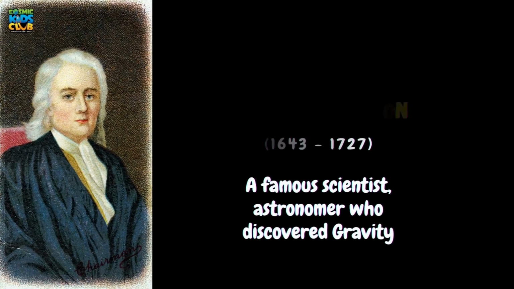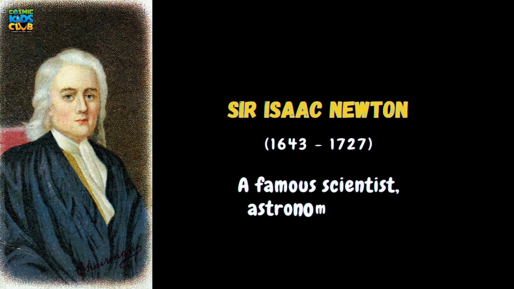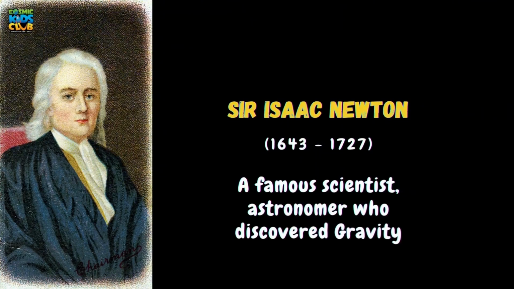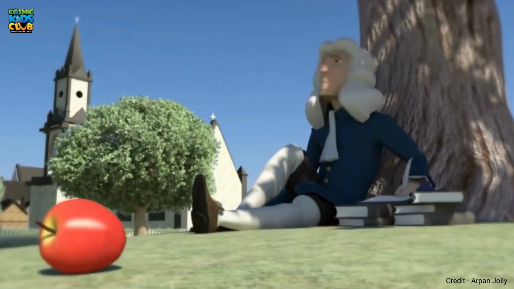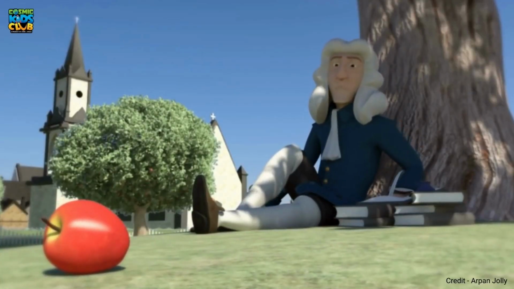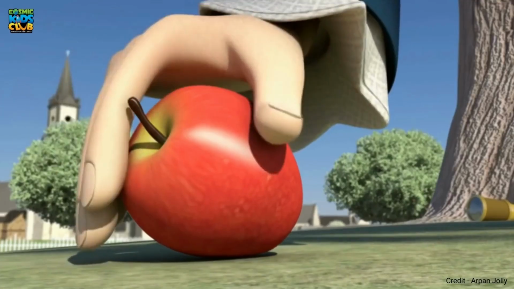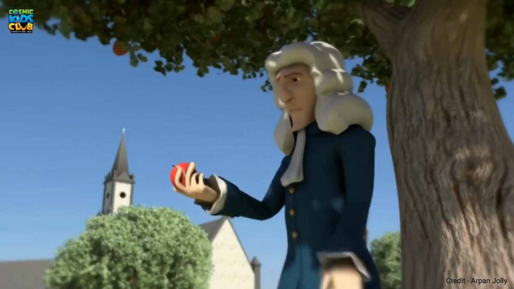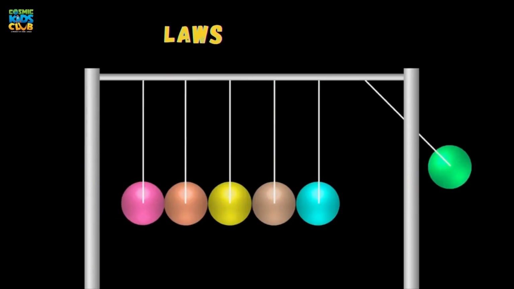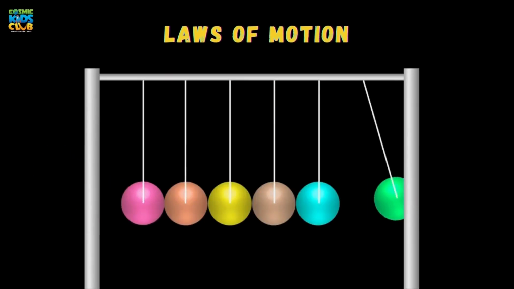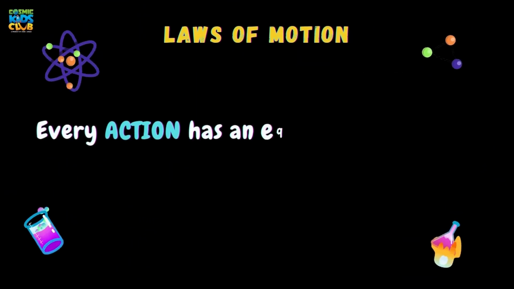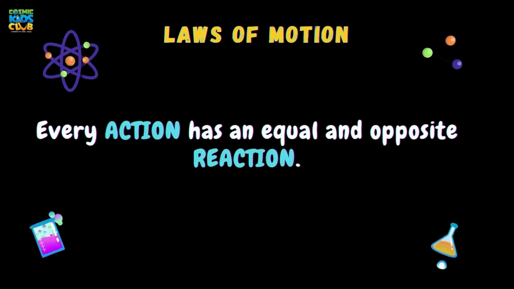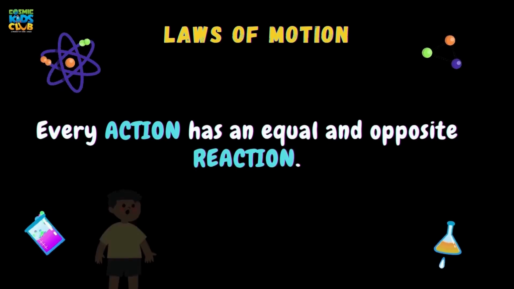Do you know about Sir Isaac Newton? He was a very famous scientist who discovered gravity when an apple fell on his head. He thought, why did the apple fall down and not go up? It's a good question, but I would have just probably eaten the apple. He also gave the laws of motion. One of the laws of motion is every action has an equal and opposite reaction.